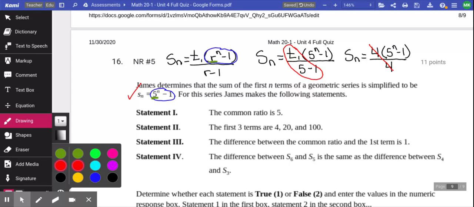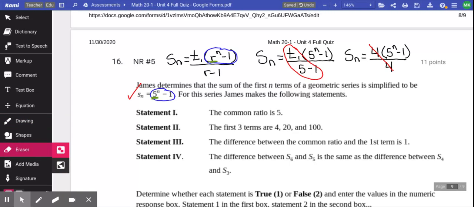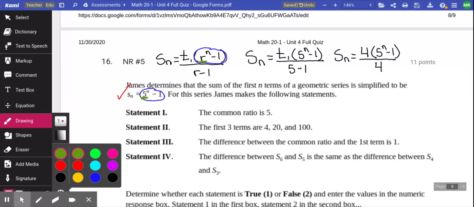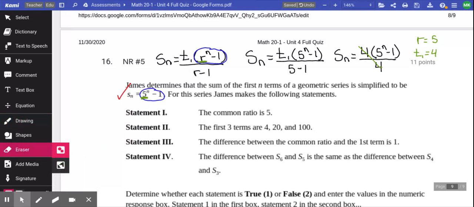But this tells me a lot. So this means the only way he got that was by figuring out a few things. First thing is he figured out that R equaled 5. The second thing he figured out was that T of 1 must have been 4, because that's the only way that canceling would have happened. So now I can go ahead and start looking at what he's got here.